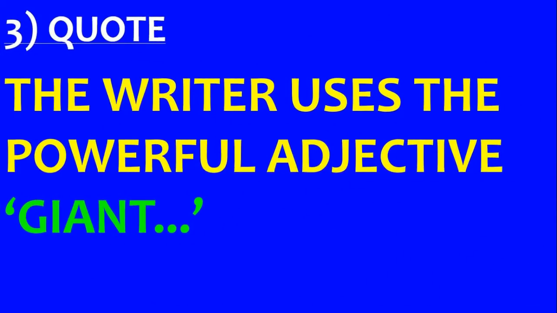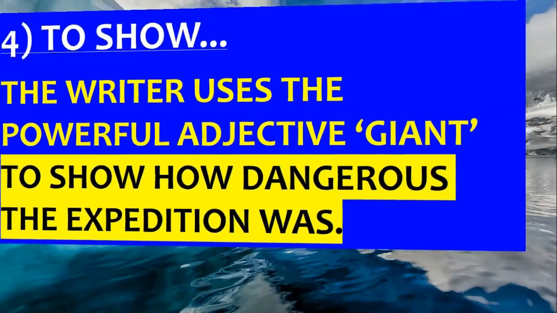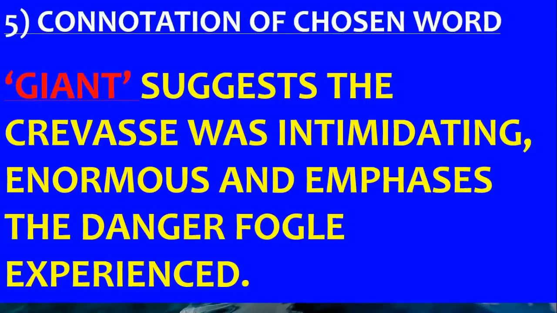But I'm going to use the writer chooses the powerful adjective. And it's giant. So then number three, use my quote. So the writer uses the powerful adjective giant. And then number four, to show what? Well, the writer uses the powerful adjective giant to show how dangerous the expedition was. So that's almost answering my question. And then number five, what is the connotation of the chosen word? Why has the writer decided to choose giant as opposed to big or whatever?